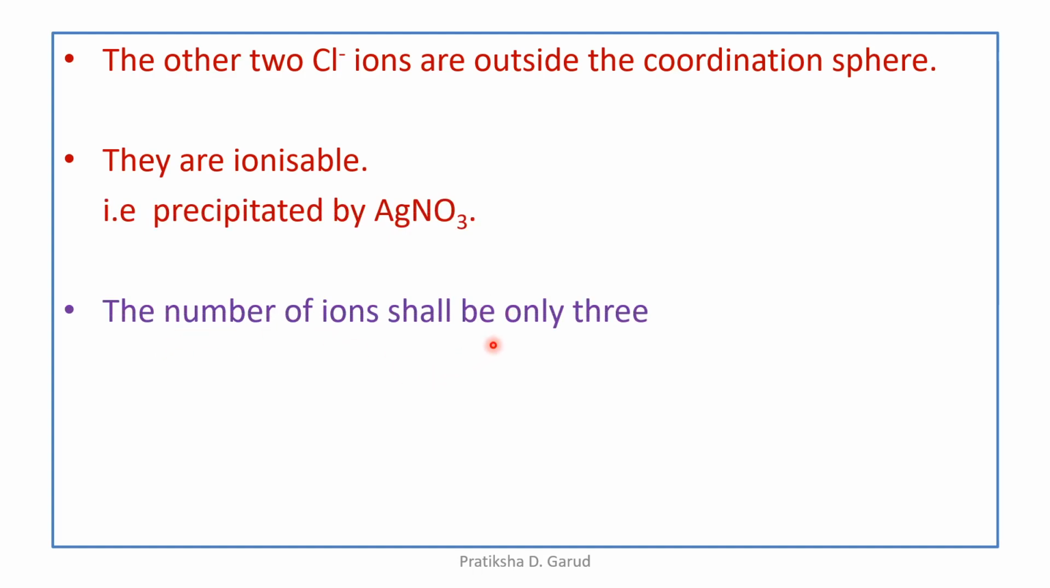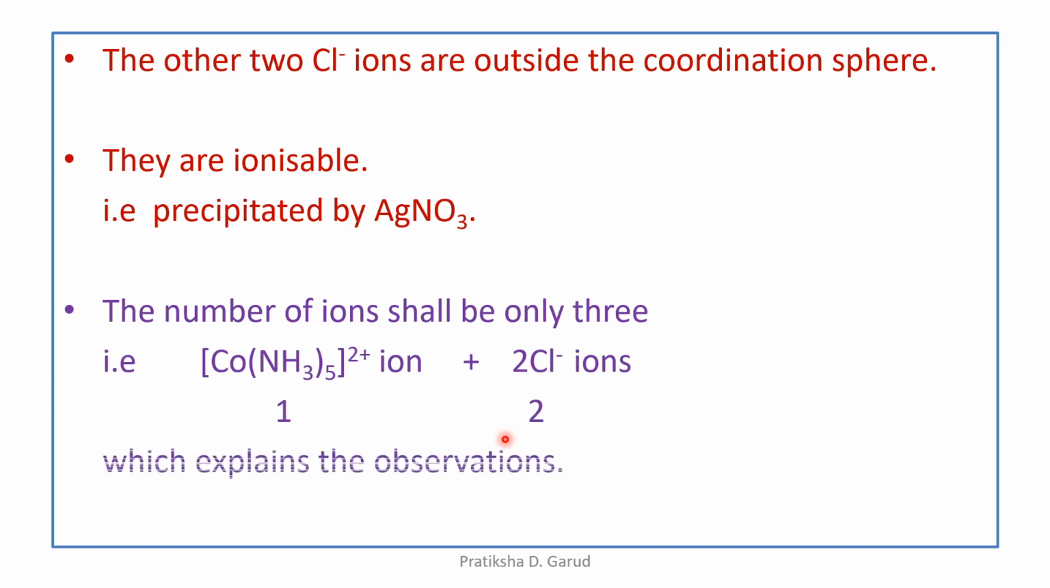So the number of ions shall be only 3. How are they 3? We are having the Co(NH3)5Cl 2 plus. This is the first ion, and 2 Cl minus. So total 1 plus 2, there are 3 ions. And in the table that was studied in the previous video, we see that there are 3 ions, which explains the observations.